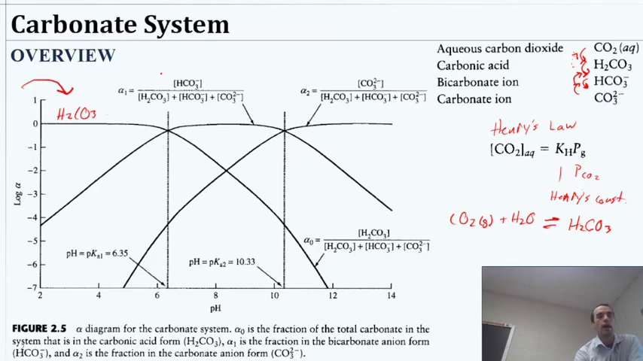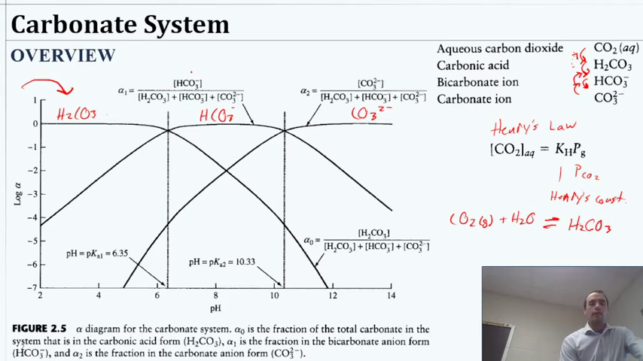What fraction or portion of it is in the H2CO3 form, so that's carbonic acid, versus the bicarbonate HCO3 minus versus carbonate CO3 2 minus? Okay, so these little alpha 1, alpha 2, that's literally what it's showing here, the portion that is bicarbonate. So the log of that fraction is one way to represent it. You could just do that fraction. We would have to have a little bit of a different scale, but we're on a log scale here.